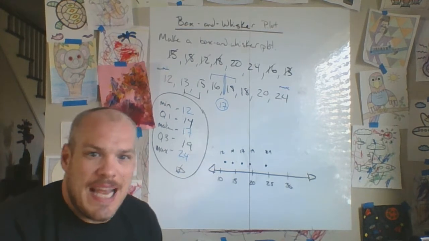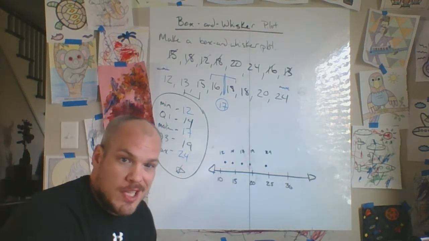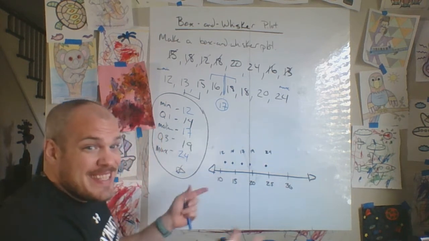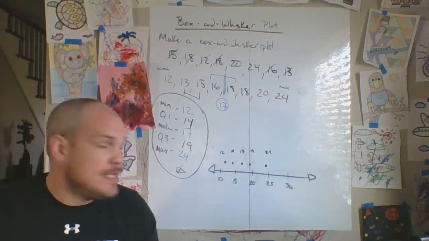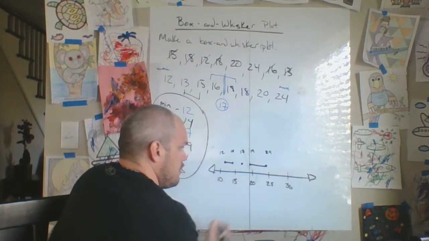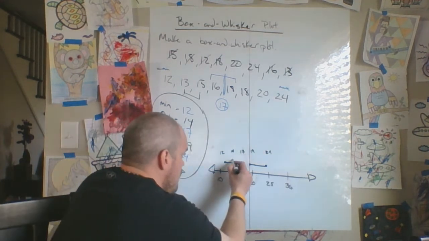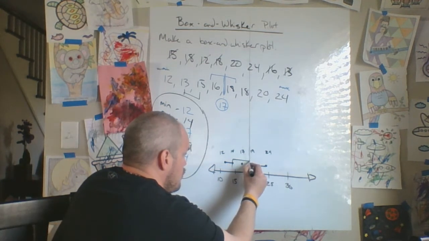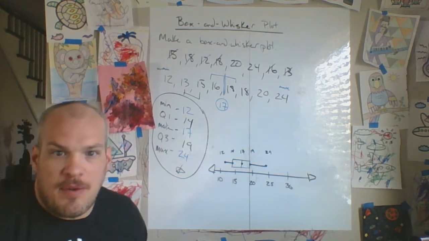I just put dots there, but this is where the box and whisker plot comes from. It's the visual of what it looks like. On the ends, we have whiskers. In the middle is the box. Whisker, whisker, box. And there's our box and whisker plot.